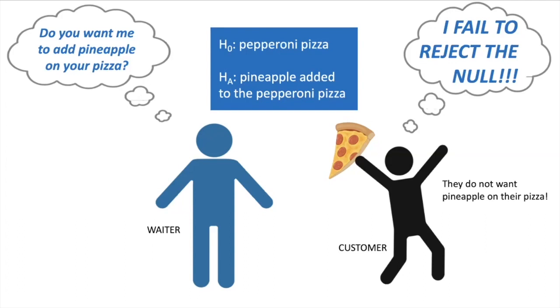Now let's see what the customer says. The customer says, I fail to reject the null. Therefore, the customer is clinging on to the null, which is pepperoni pizza. They do not want pineapple on their pizza.